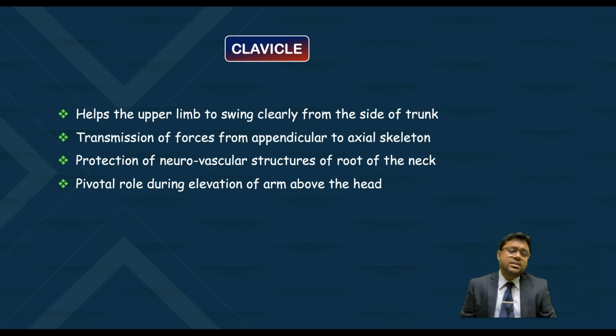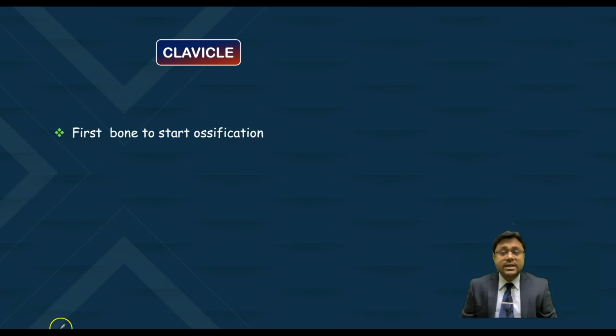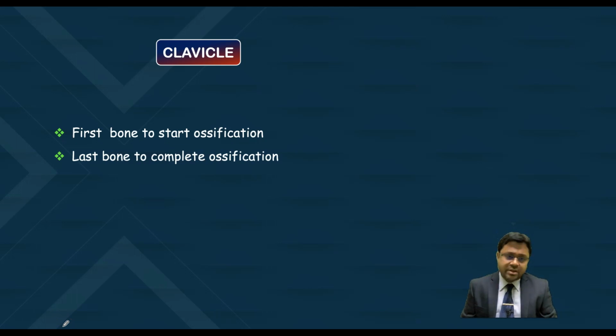Besides, this particular bone is also unique in many ways. What makes the clavicle so unique? Let's have a look. Firstly, it is the first bone in the human body to start ossification. Not only that, it is also the last bone in the human body to complete ossification. So, first bone to start ossification and last bone to complete ossification.